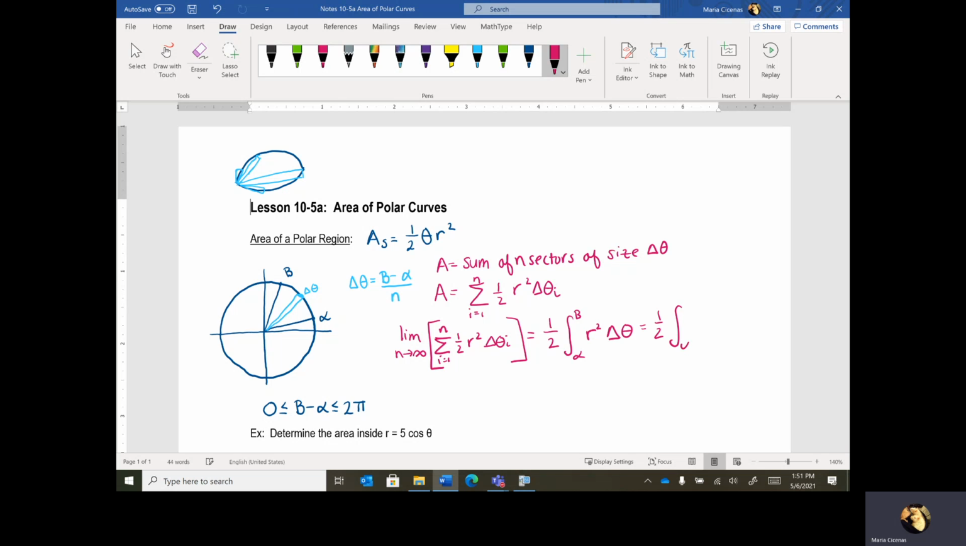And maybe a more practical way of writing this, because r will be our f of theta, we'll still need to square it, and we'll be integrating with respect to theta.